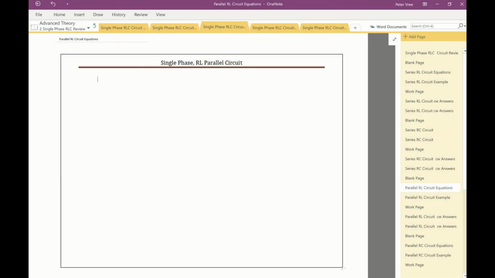Okay, so the next example we're going to go over is an RL parallel circuit. We've looked at the RL series, now we'll look at the RL parallel. This one has a little bit different equations.